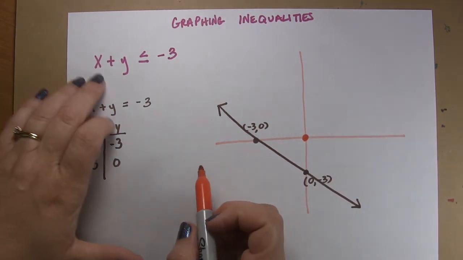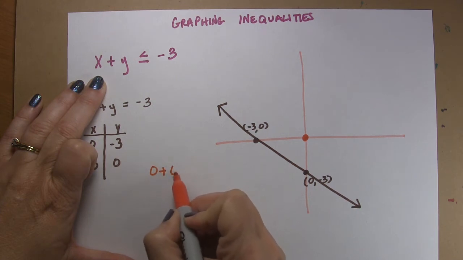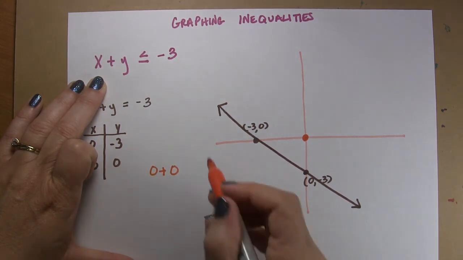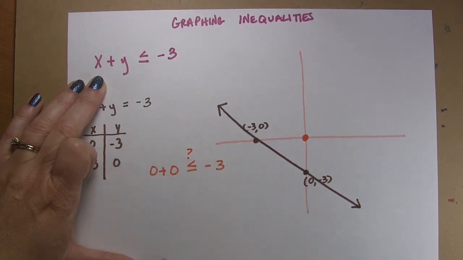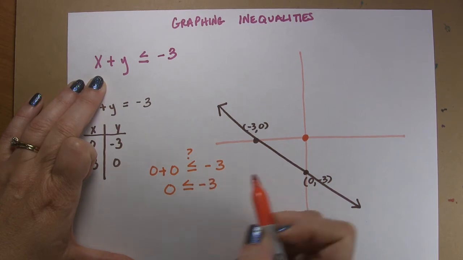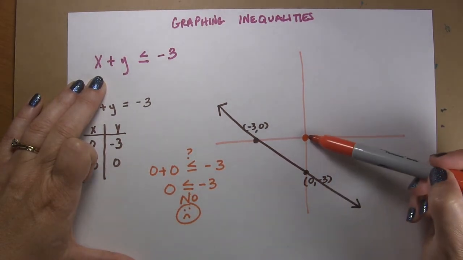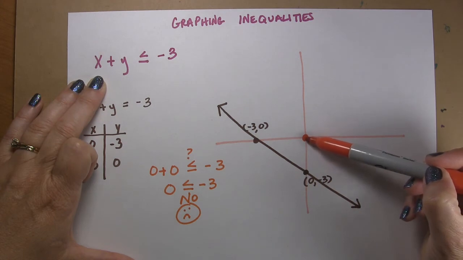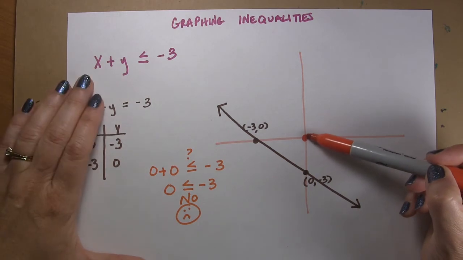And then I'm going to fill in my inequality. Is it true that 0 plus 0, that's my x and my y value, is less than or equal to -3? Is 0 less than or equal to -3? No, it is not. So that means that this point is not on the side of the line that we just figured out.